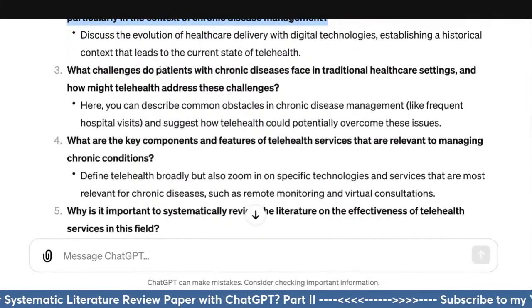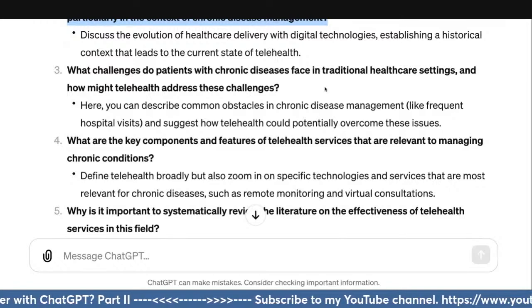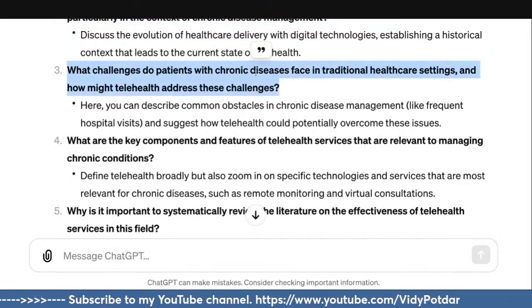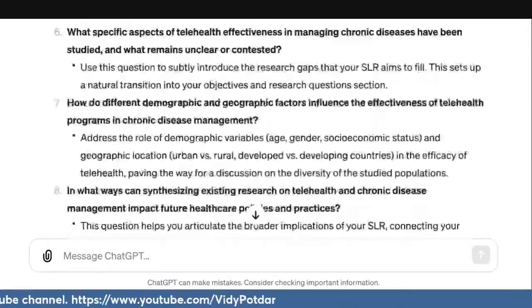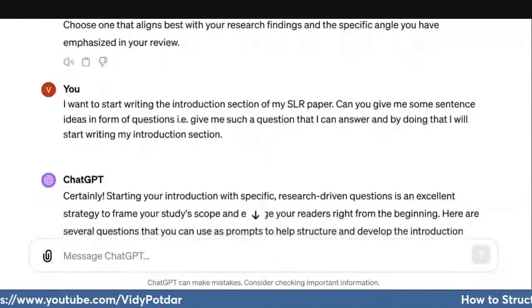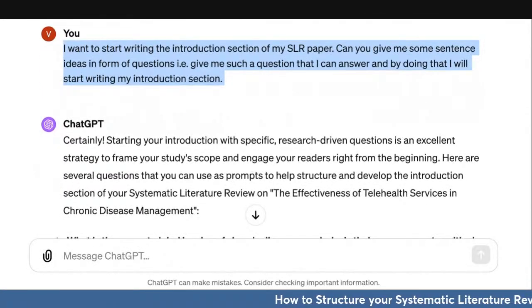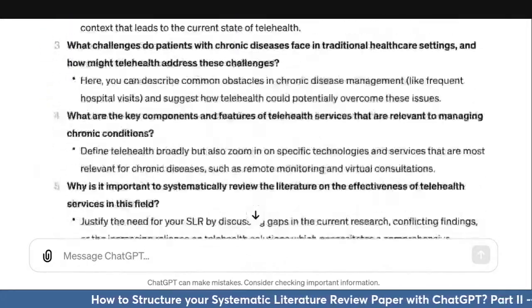What challenges do patients with chronic disease face in traditional healthcare settings, and how might telehealth address these challenges? So these are some pointers. If you follow a similar prompt to what I have given here, you will get some suggested questions that you can use for your introduction section and try to answer them.